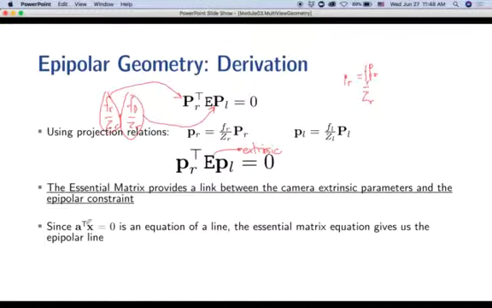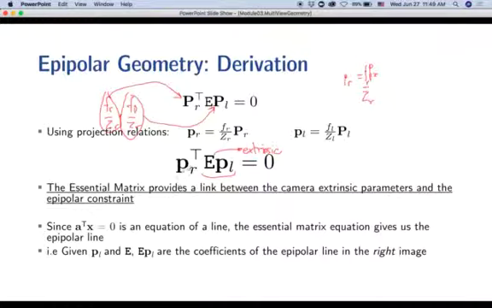Well, think of it like an equation A transpose X is equal to 0, where X is this EPL, because what's the dimension of EPL? E is 3 by 3, PL is 3 by 1, so EPL is 3 by 1, so it's a vector. So think of it like A transpose X is equal to 0, which is an equation of a line. This type of equation is an equation of a line. So the essential matrix gives us the epipolar line.